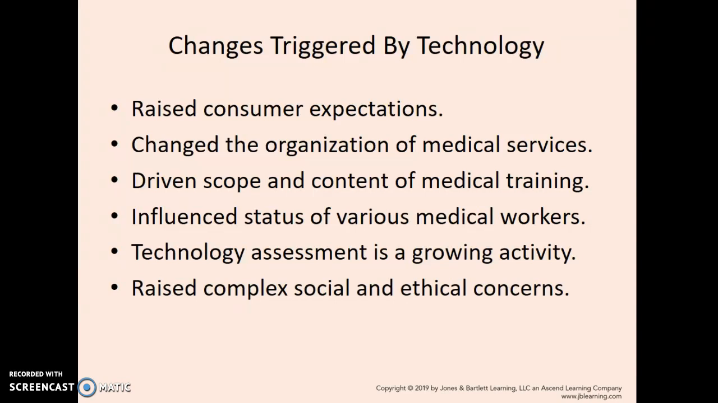Technology assessment is a growing activity. Back in the day when I did cardiac rehab, we literally tested pacemakers through phone lines. And now the things that people are doing, I mean, I don't have to have a colonoscopy anymore. I can literally swallow a camera and pass it and they look.